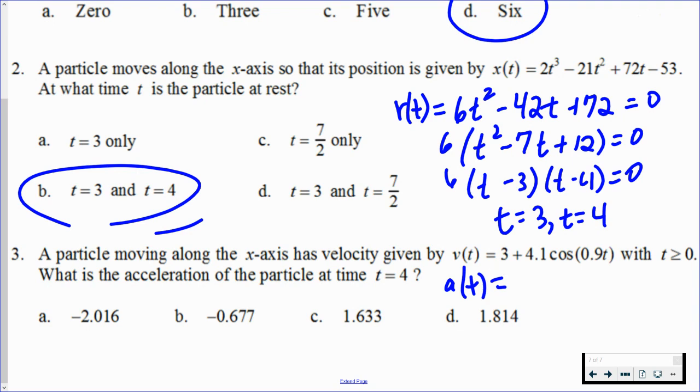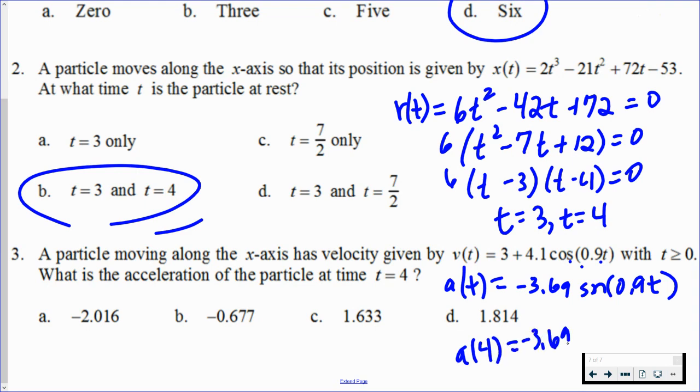Derivative of 3 just goes away. Derivative of 4.1 cosine of 0.9t. Well, we know we're going to have a negative sign, and we also are going to have to multiply the 4.1 by derivative of what's inside here, which will be 0.9. So 4.1 times 0.9 is going to be 3.69. So this derivative is negative 3.69 sine 0.9t. Now we want to plug in 4.